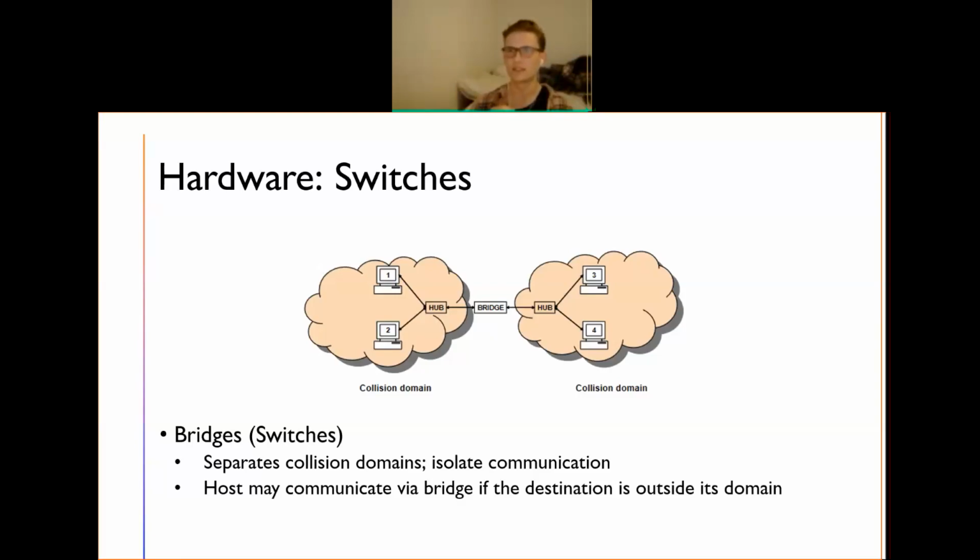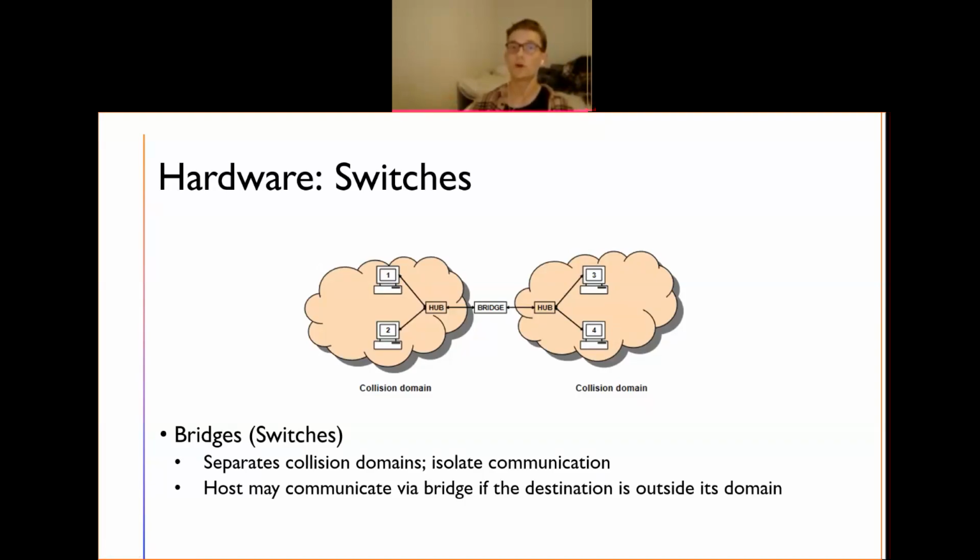Basically, the book goes into more detail, but switches are essentially how we connect two different collision domains. Because now 1 and 2 can talk to each other, and 3 and 4 can talk to each other at the same time. Because now they're in different collision domains. They're in different wires entirely.